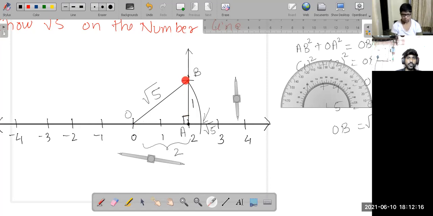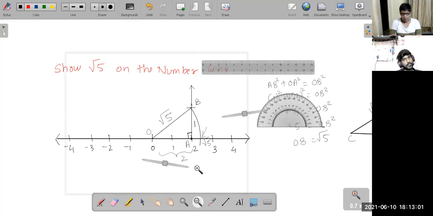Once you have drawn this arc, with the help of your scale, you join 0 to this arc here. You draw a straight line from 0 to this arc. Once you have done that, you take your compass, put the pointer on point O, and take the pencil up to the point B, that is up to that arc, and you cut the arc until it touches your number line. The point at which it touches the number line will be root 5.